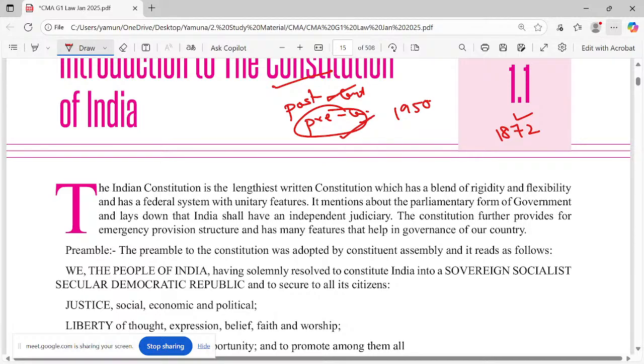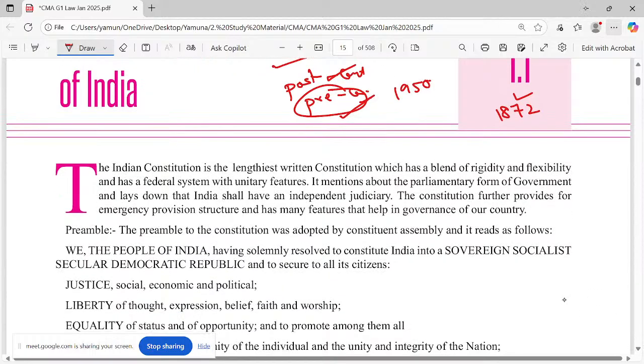Okay. Here in this 1.1, we are not going into detail with respect to the whole constitution, but we are just giving a highlight, a small intro. Then we are talking about the preamble. The Constitution of India is the lengthiest written constitution, having both a blend of rigidity and flexibility. Strict rules work, flexible rules work. It has a federal system with unitary features.